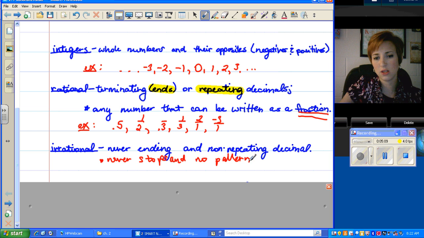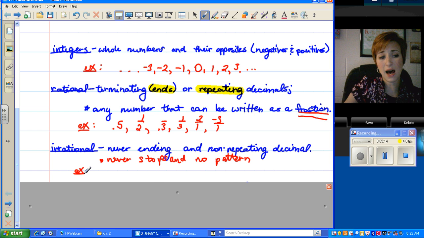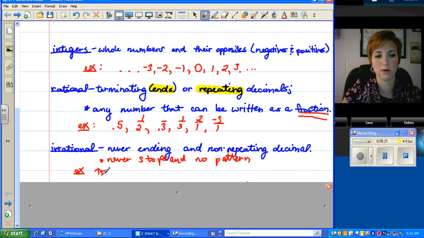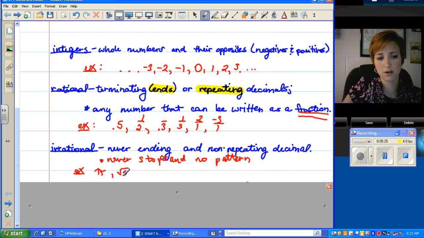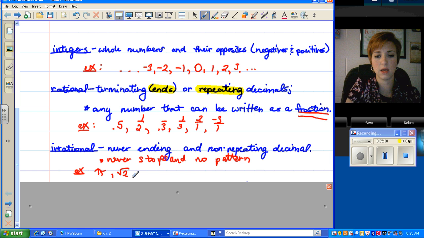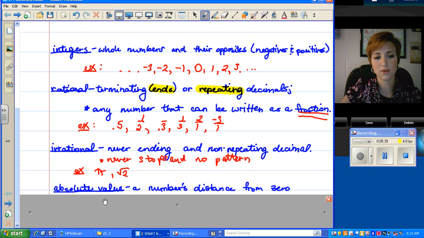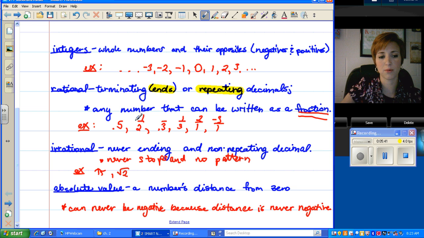And numbers we like to use for irrational are pi, because pi is 3.14, and it's a real big decimal that keeps on going and going. We just recognize 3.14. Or like the square root of 2, because if you were to put that in your calculator, it would be a decimal that would be 1 point, and then it would keep going on, and it would never repeat, and it would not have a pattern. It would go all the way off your calculator screen. So that's an irrational.